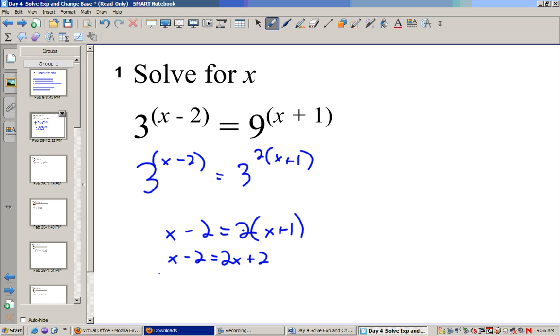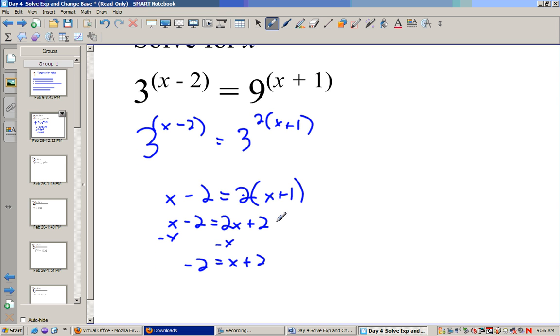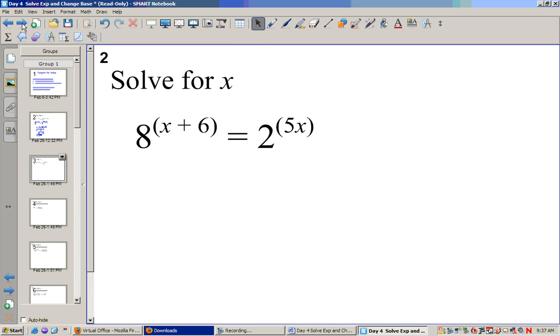And now I would subtract x from both sides, leaving negative 2 is equal to x plus 2. Subtract 2 from both sides, so negative 4 is equal to x. So that is the value of x in this equation. Now see if you can do this one. Pause the video and see how far you get.